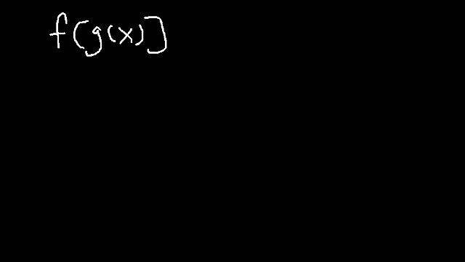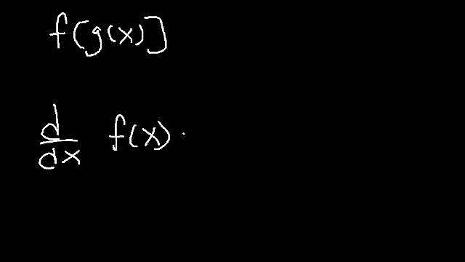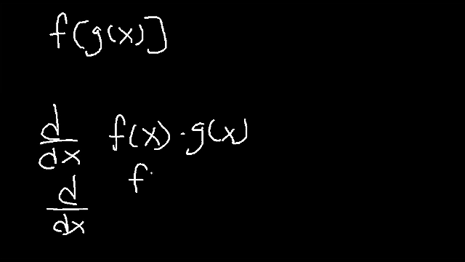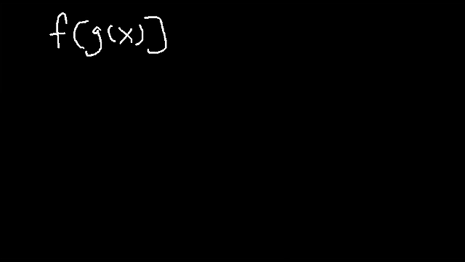So far we covered the product rule, which is the derivative of two functions multiplied to each other. That's f of x times g of x. And we covered the quotient rule, which is the derivative when one function is divided by another function. So now we need to use the chain rule when a function is inside of another function. So what is the derivative of f of g of x?